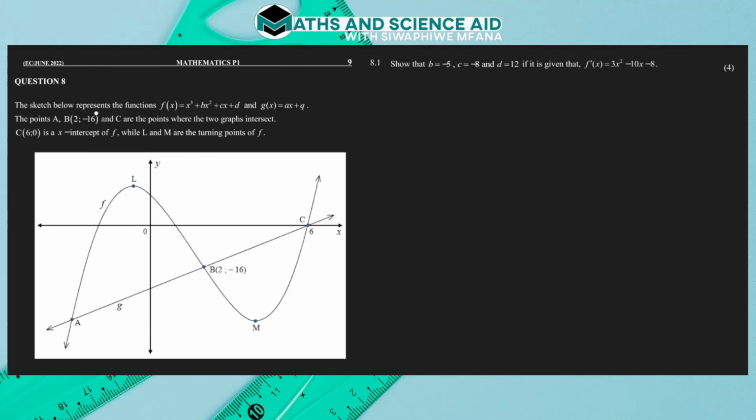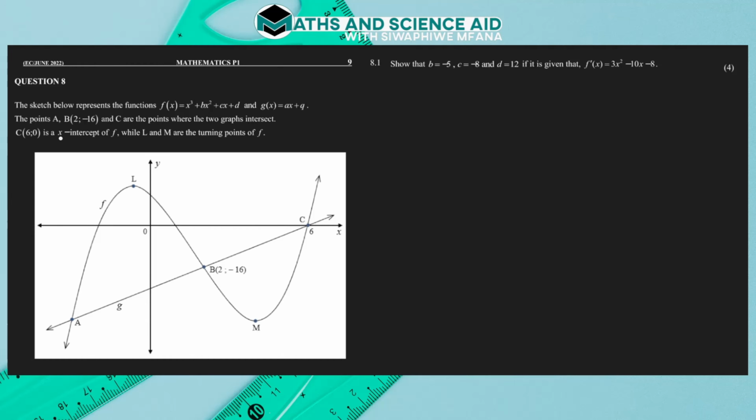The sketch below represents the functions f of x equals x cubed plus bx squared plus cx plus d and g of x equals ax plus q. So, if you look into these functions carefully, and also refer to the sketch, you can clearly see that f is a cubic polynomial and g is a linear function. The points A, B, and C are the points where the two graphs intersect, and we can clearly see where those points are on the sketch.